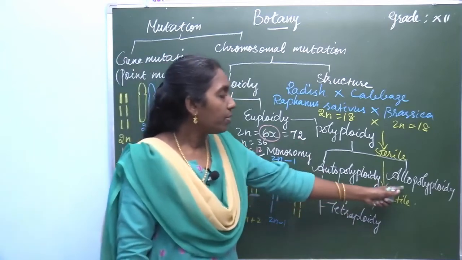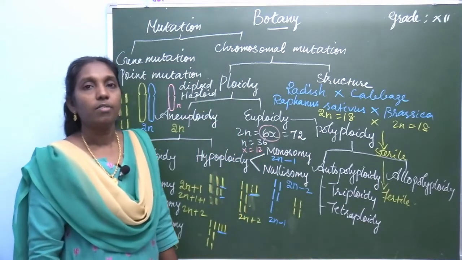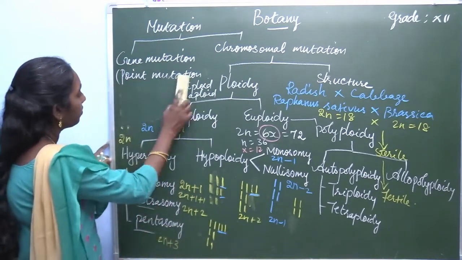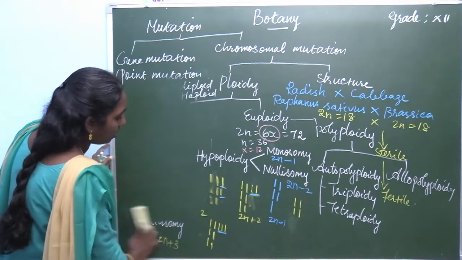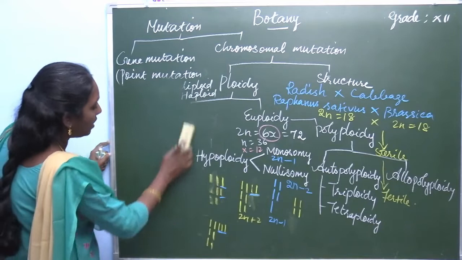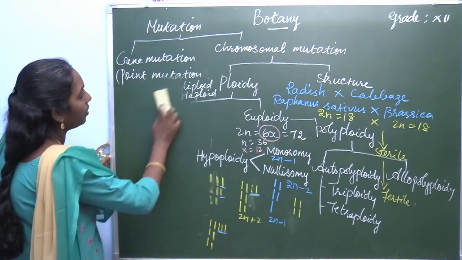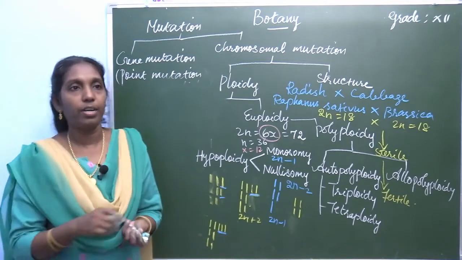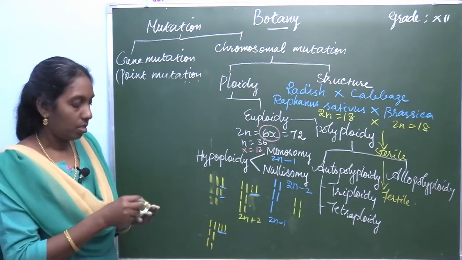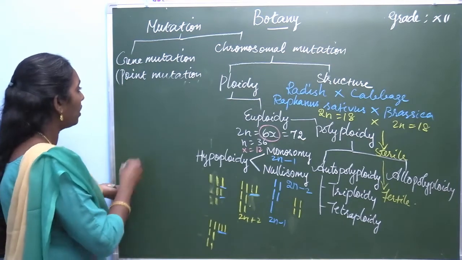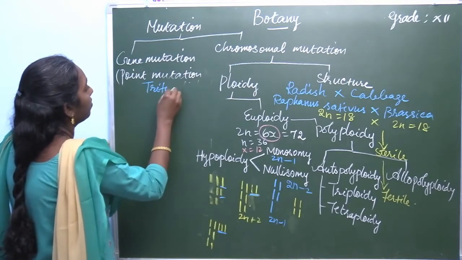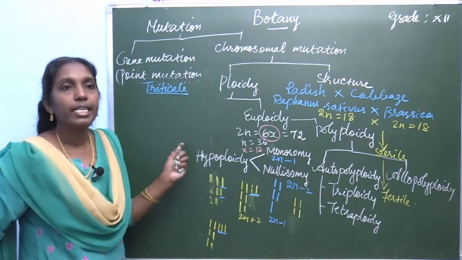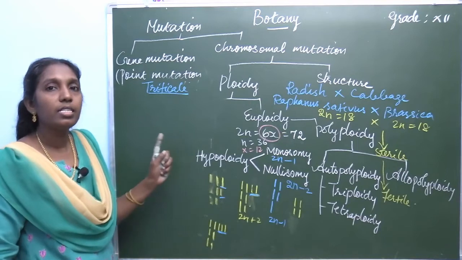Then another example of this allopolyploidy is the first man-made cereal. The first man-made cereal is called triticale, a cross between two different species, Triticum durum and Secale cereale.